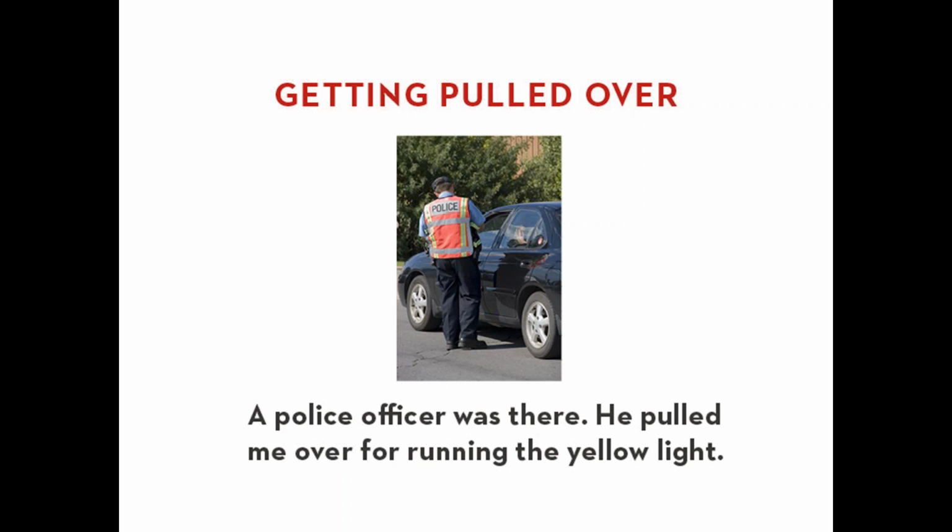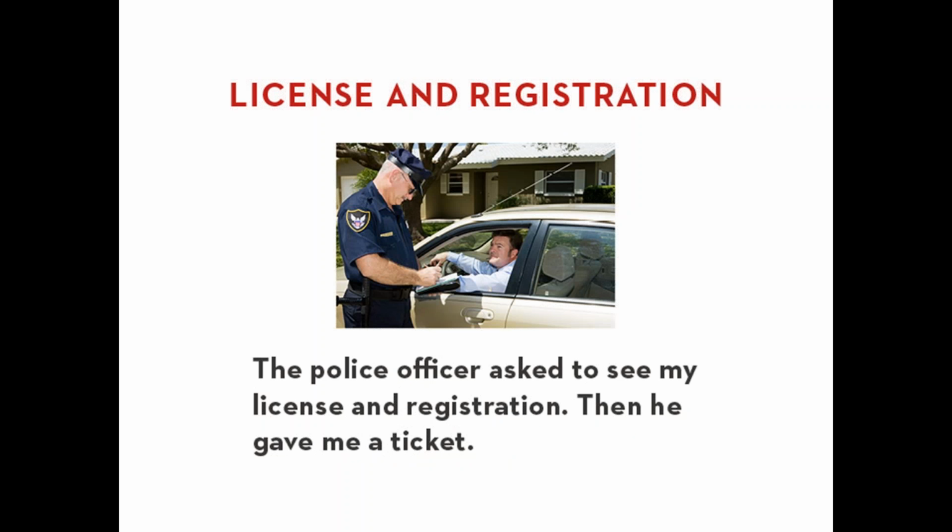Getting pulled over. A police officer was there. He pulled me over for running the yellow light. License and registration. The police officer asked to see my license and registration. Then he gave me a ticket.